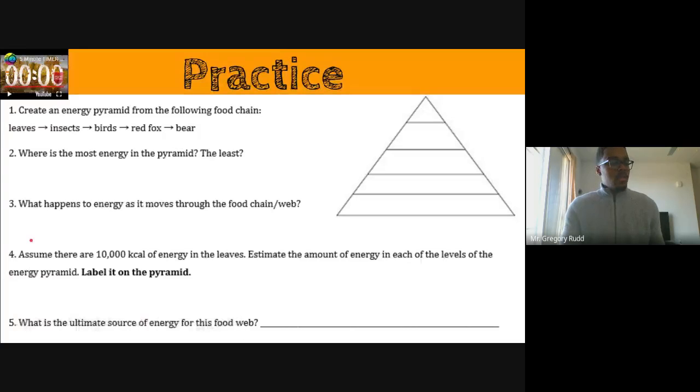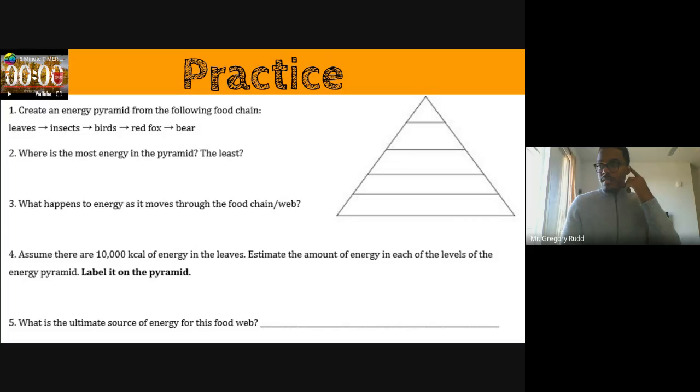All right, so hopefully you took a look at these questions and you wrote them down in your notebook and we're ready to go over them. The first question prompt asks us to create an energy pyramid with the following food chain. So we've got our pyramid on the right side of the screen. But which should go on the bottom of the pyramid?